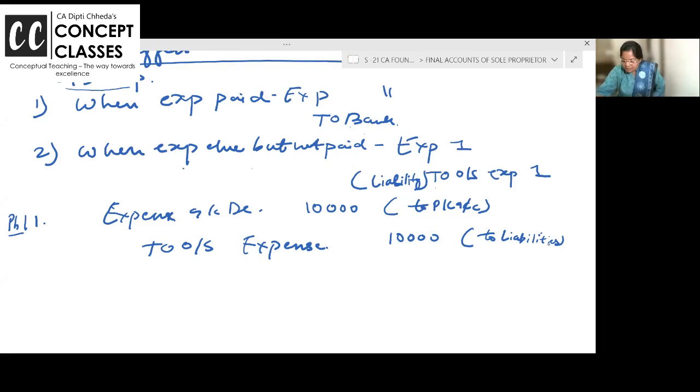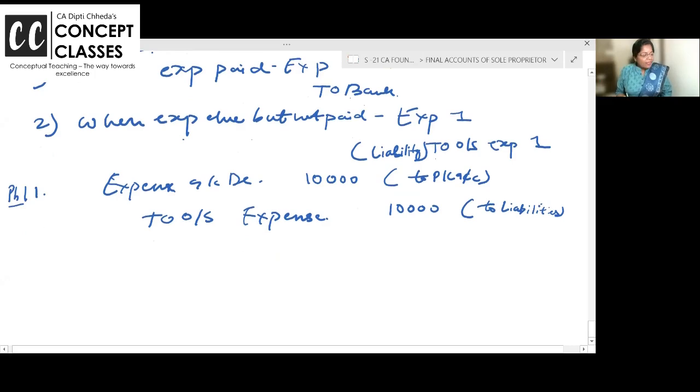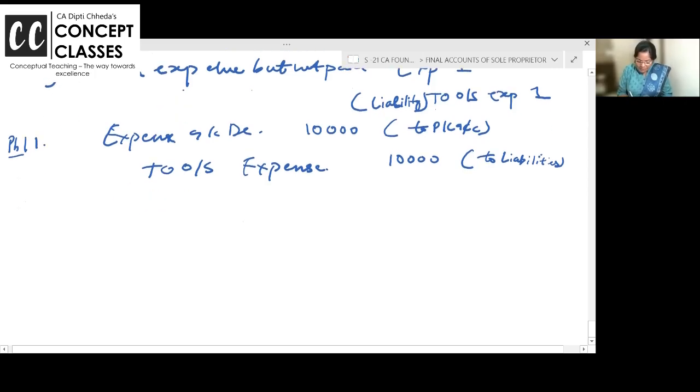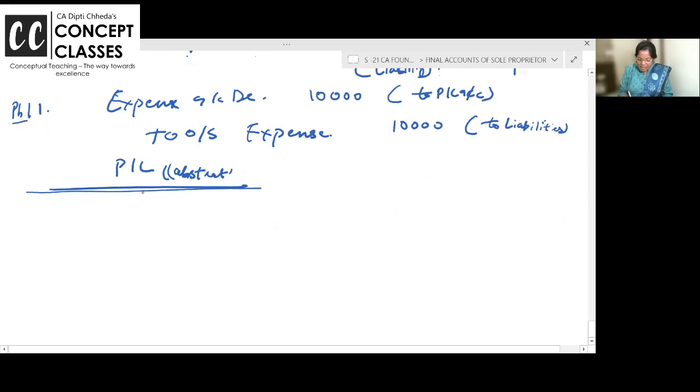Now expense to outstanding, so we have written. Now they have asked you one more thing: pass the entry and show how it will appear. So can we just make a small P&L account? We call it an abstract. Abstract means we are not making the whole P&L tallying. We are just seeing how this item will appear on the debit side of the P&L account. Expense 1,10,000. Outstanding expense 10,000.